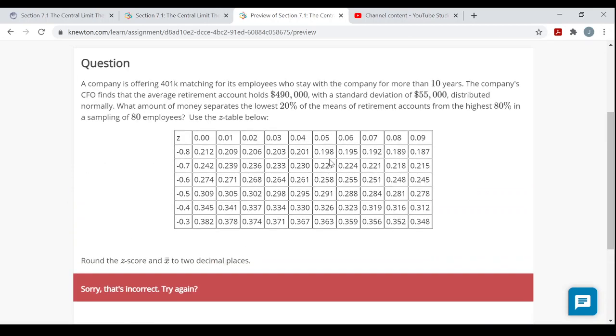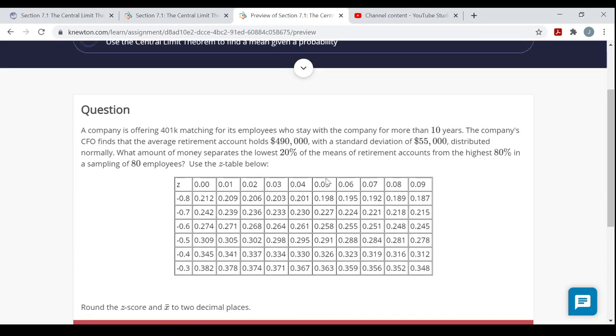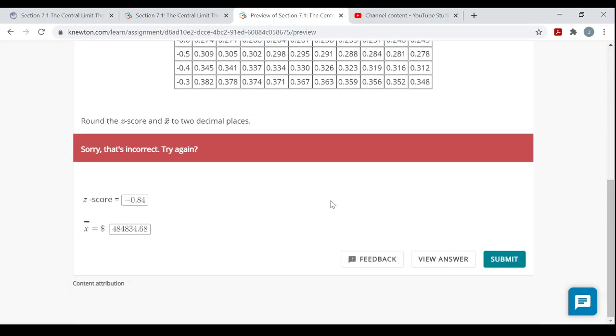Now, do they want it without going over? That's the problem I'm trying to see here, because the negative 0.84 is the closest to 20%, but this is the closest without going over. I don't know if they want to play Price is Right rules here. Okay, I'm curious. I'm going to see their answer.